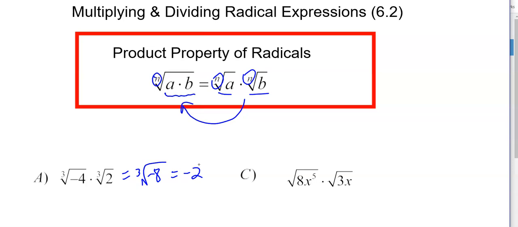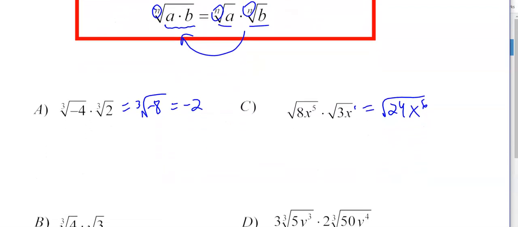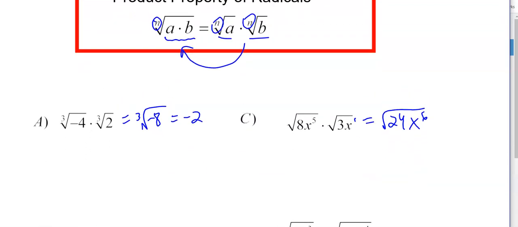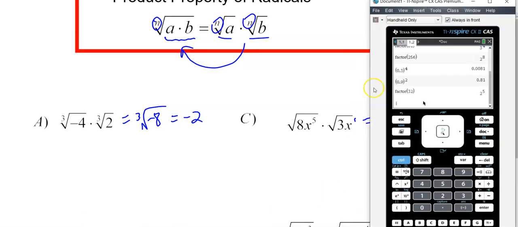Again, here, I'm just going to go ahead and put these together because I think it might make the problem easier. So 8 times 3 is 24. X to the fifth times x to the first is x to the sixth. And this might be a little easier to solve this way. Let's see, it's still got a prime factorization there. So again, you could always use your calculator to do some prime factorization for you. So factor 24 to the third times 3.